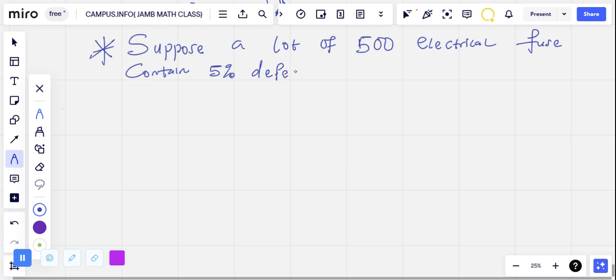Anytime you come across percentage in a word problem, just take note that that percentage tells us the probability straight up.